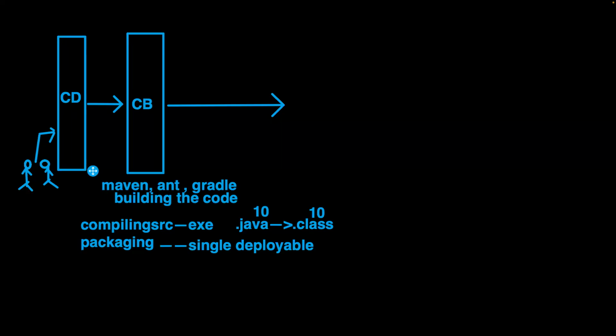Compiling and packaging put together is called building a code. Compiling means converting source code into executable code. Packaging means converting all of that into a single deployable file. Is this much clear for all of you?